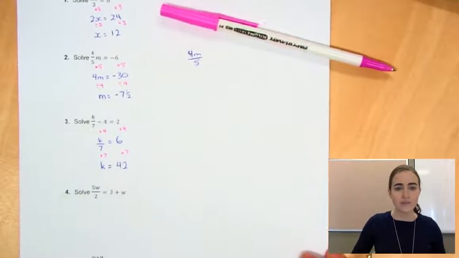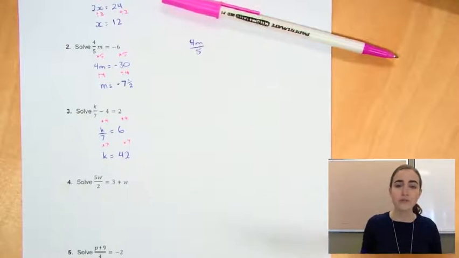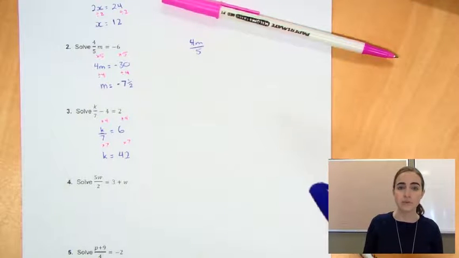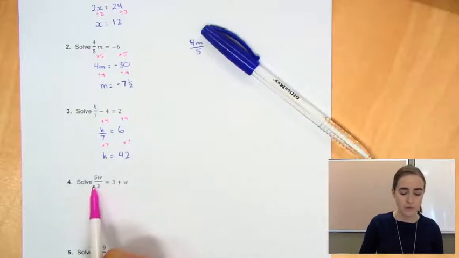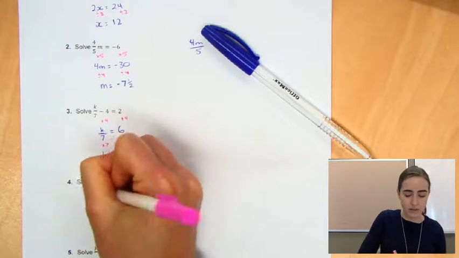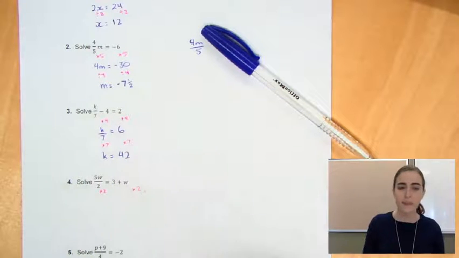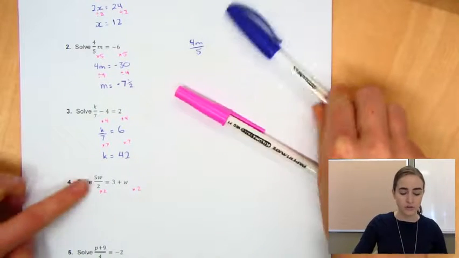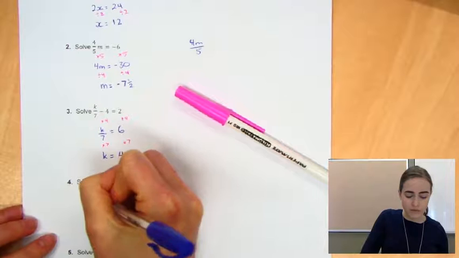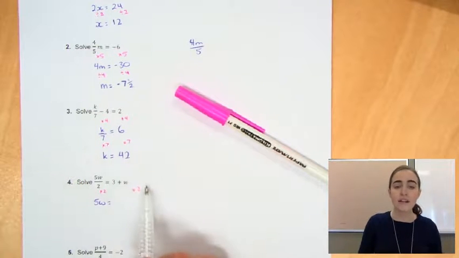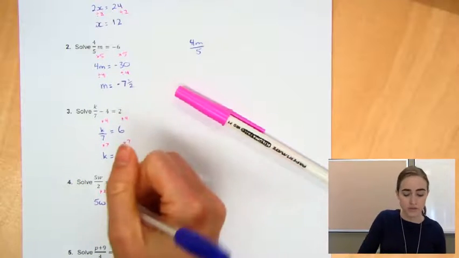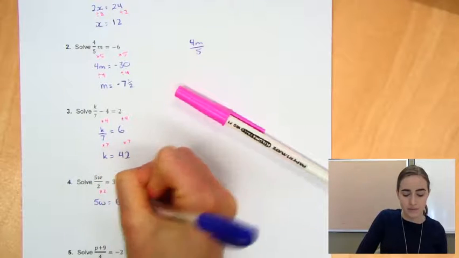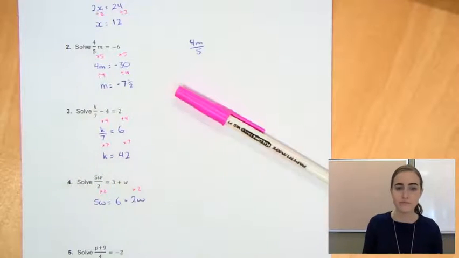All right, our next one, we've got 5w over 2 equals 3 plus w. So to get rid of that 2 in the denominator, we're going to multiply both sides of the equation by 2. But we just have to be careful over here that we multiply every single term by that number. So on this side of the equation, we're going to end up with 5w. And on the right-hand side, because we're multiplying everything by 2, we're going to end up with 6 plus 2w.